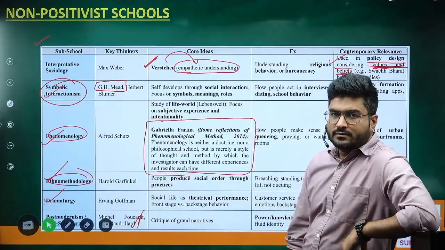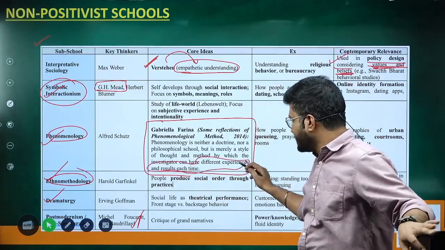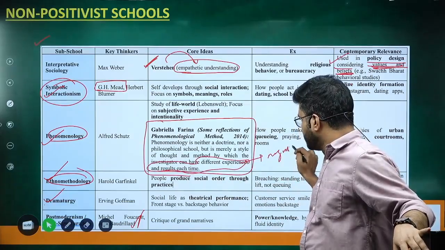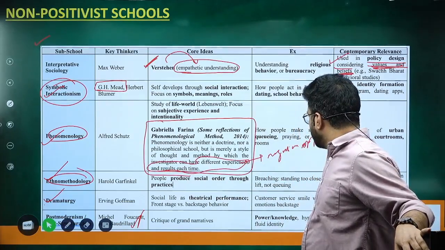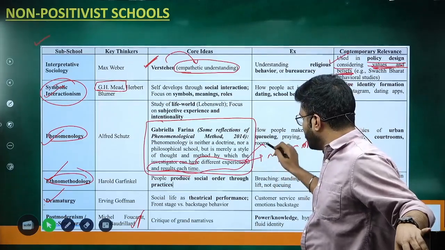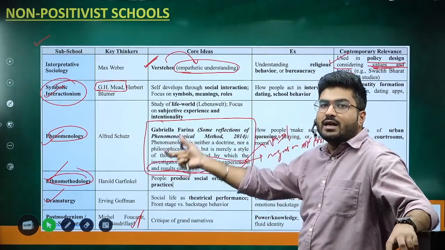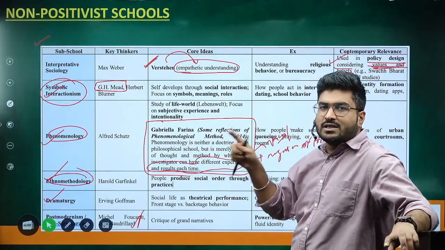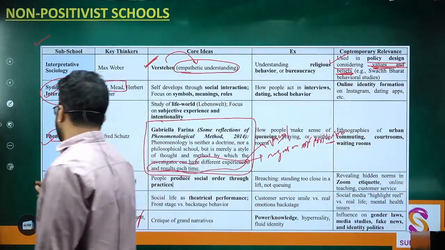Okay, in this itself, if you are getting different experiences and results each time, that is itself a negation of the positivism school of thought, because for them to be objective, to build a theory, you have to get reliable data, that is the same result every time, which is not possible in the micro school of thought, which is not possible in phenomenology.